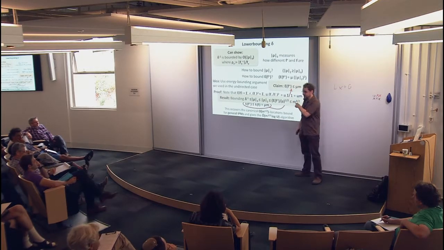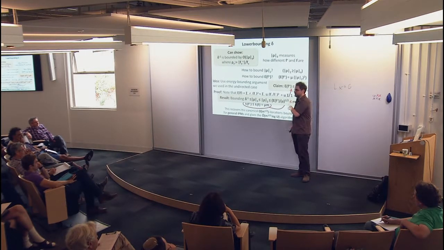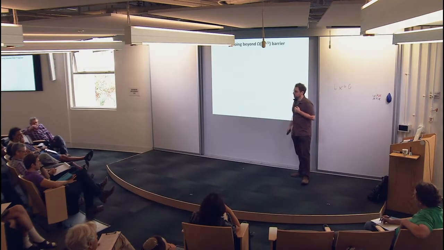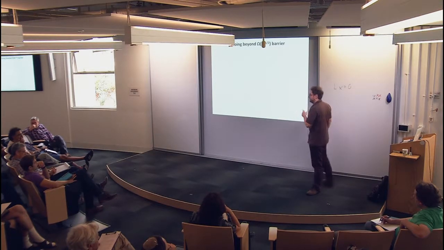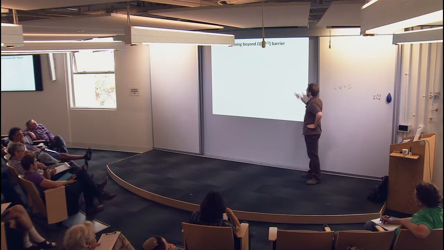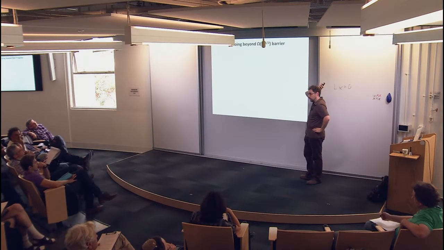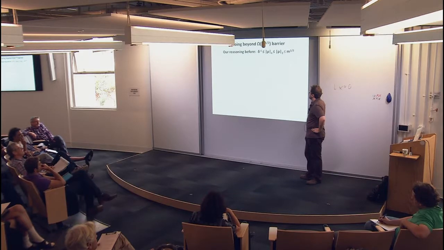Actually, I wasn't, because once I realized that, I knew what the problem was, because you already know what happened for the undirected case. But otherwise I would be very frustrated. So how do we go beyond the square root of m iteration barrier? Okay, let's just look back at all the reasoning that we did.